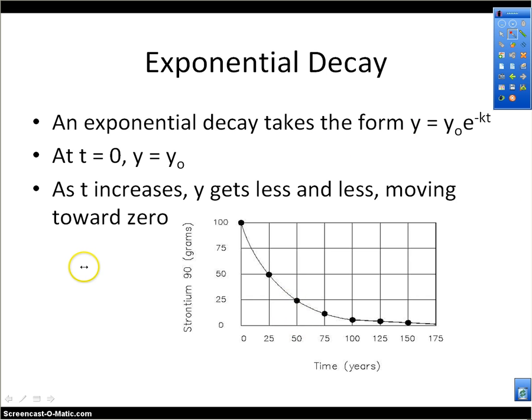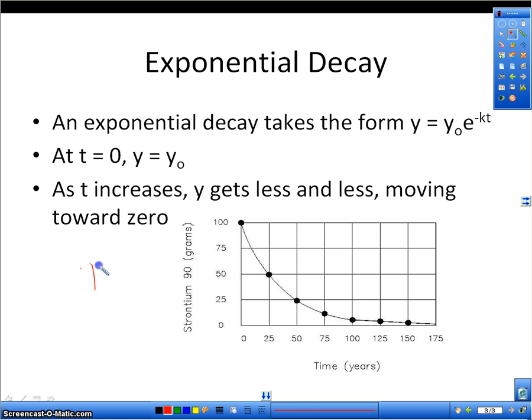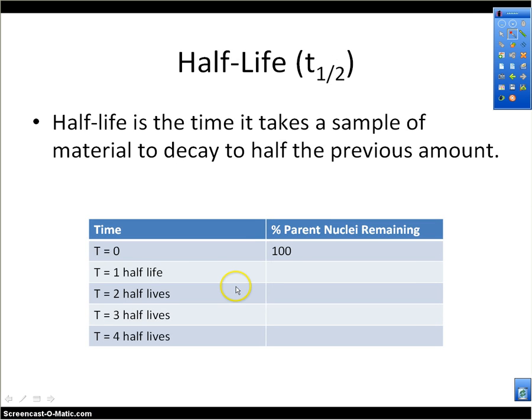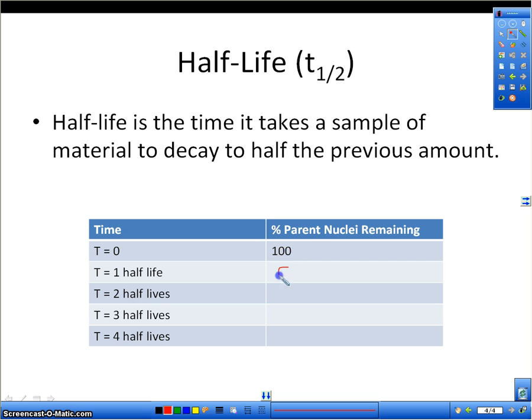So we would say the half-life, and the symbol we use for that is a T with a 1/2, of strontium-90 is 25 years, because every 25 years, half of the remaining sample decays. That's the definition of a half-life. After one half-life, 50% of the parent nuclei would be remaining. After a second half-life, you'd be at 25% of the parent nuclei remaining.